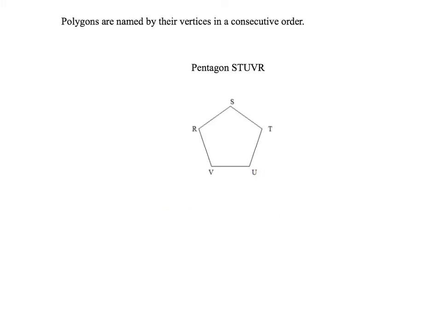Okay, polygons are named by their vertices, and they're named in consecutive order. So for instance, this is a 5-sided figure, so we call it pentagon. And now we need to be in consecutive order with our vertices. So S, T, U, V, R. So this is pentagon STUVR.